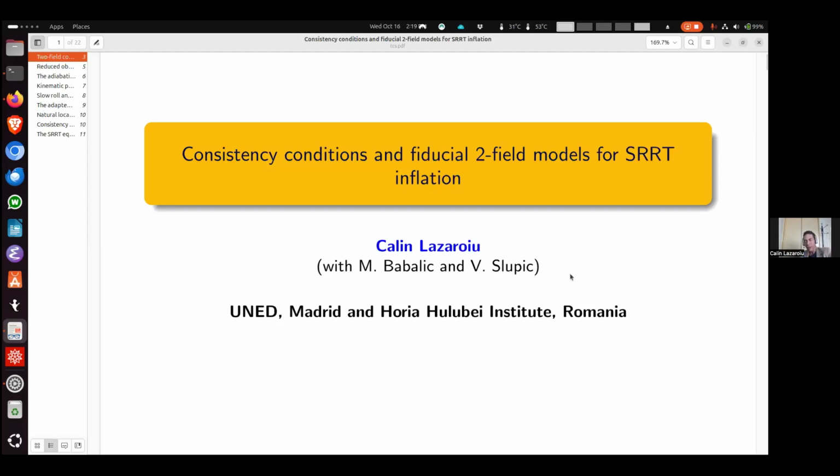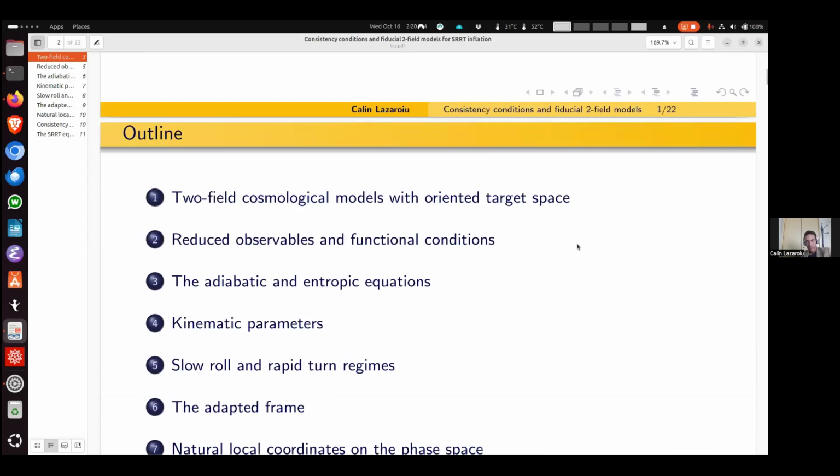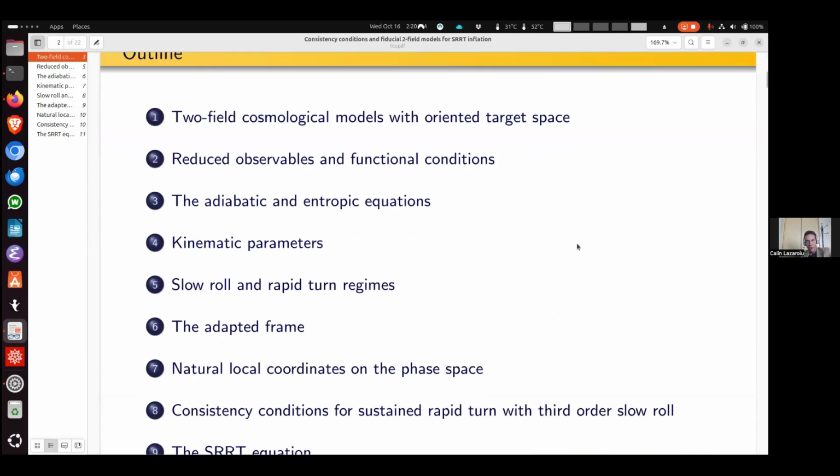And therefore it can be approached through the method of viscosity solutions. Okay, good. So this is a scheme of my talk, the outline.